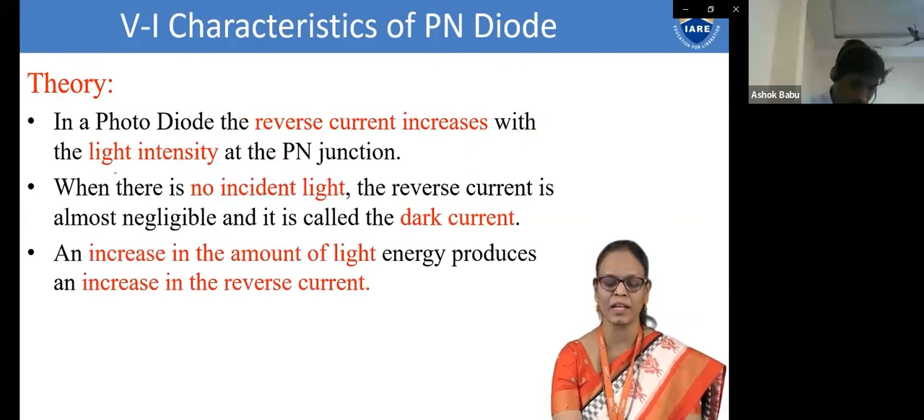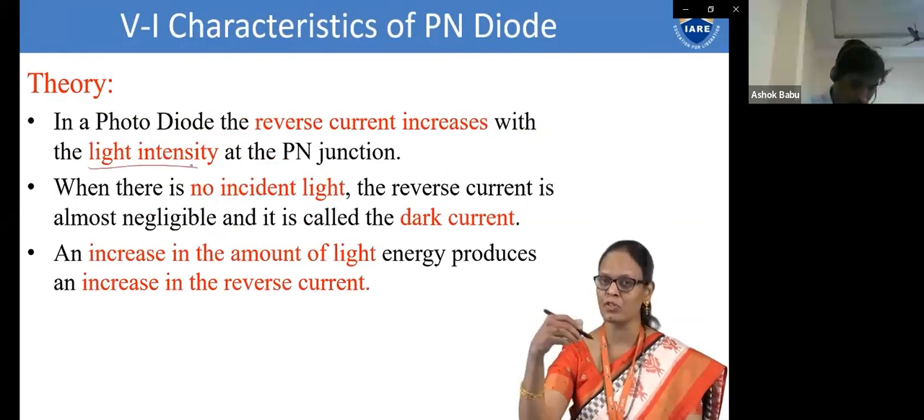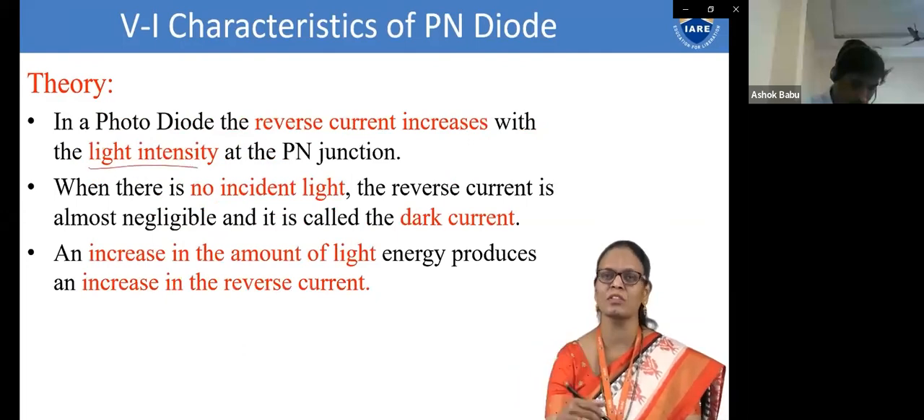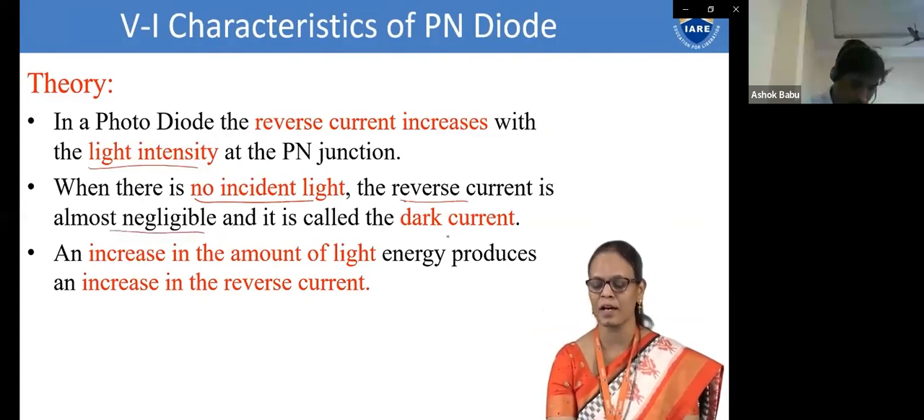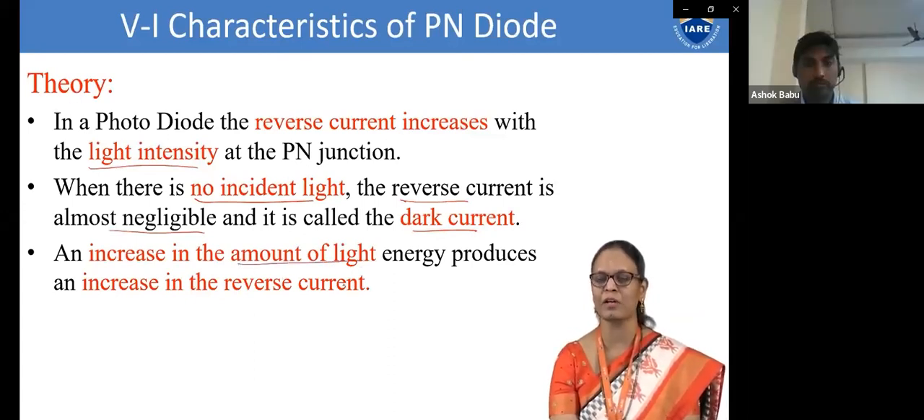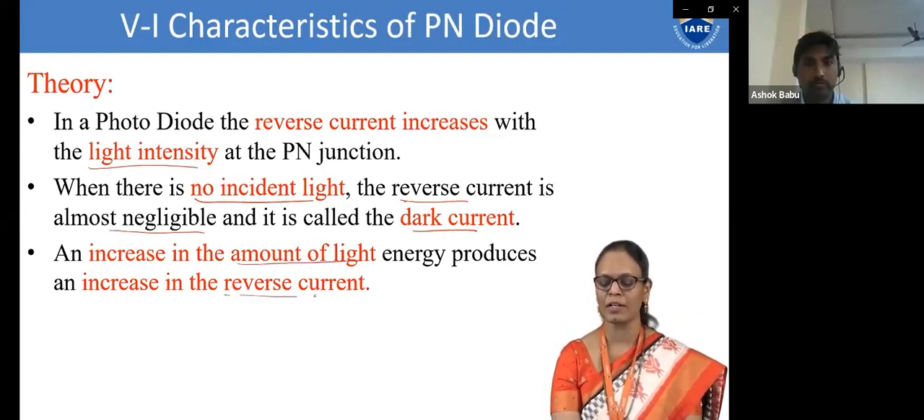Now, in a photodiode, the current that is produced due to the reverse bias, we call it the reverse current. It increases with the light intensity. As the amount of light that falls on the photodiode increases, the reverse current also increases. And when there is no light incident, the reverse current is negligible. We call it dark current. So no light incident on the photodiode, so there is almost no current, and we call it dark current. And an increase in the amount of light produces an increase in the reverse current. As you keep on varying the amount of light, the reverse current also increases.